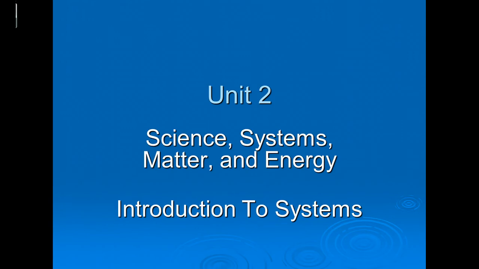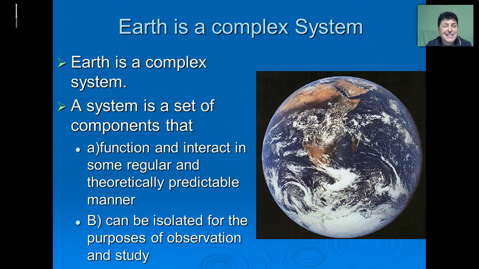This is Unit 2, Science Systems, Matter and Energy, an Introduction to Systems. It is the understatement of the year to say that Earth is a complex system. We define a system as a series of components that both function and interact in some regular and theoretically predictable manner, and can be isolated for the purposes of observation and study.